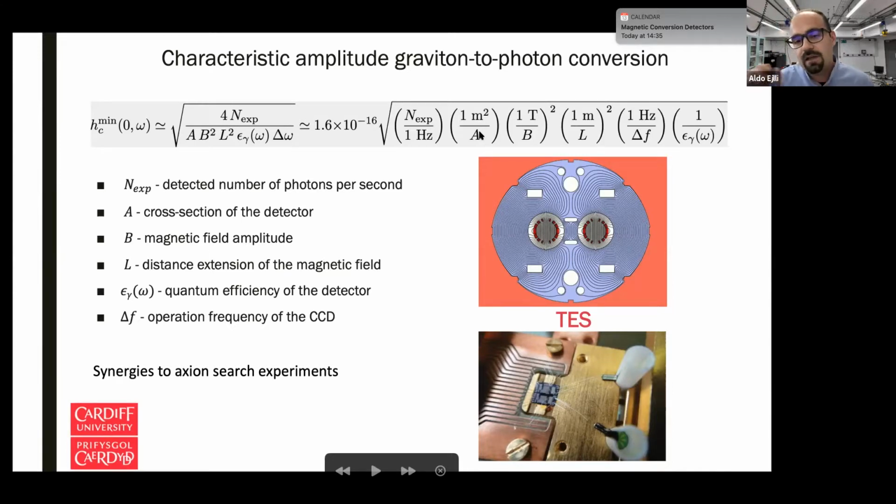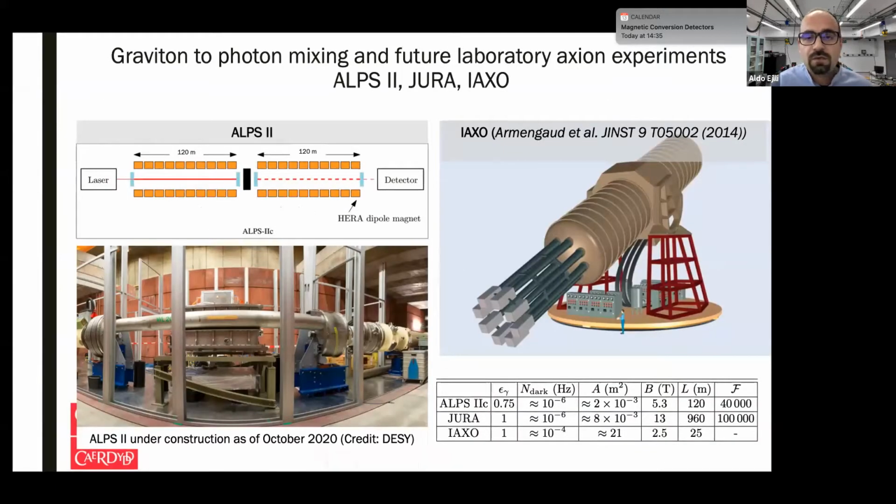So usually what the experiments do is have a smaller cross section in order to reach more Tesla in the field. And we also need longer magnets. And obviously, the photon counting, the single photon detector, is also important. And putting it all together, we see that there is a synergy between axion search and high frequency gravitational waves. And then we look to the future laboratory axion experiments like ALPS II and JURA and IAXO.